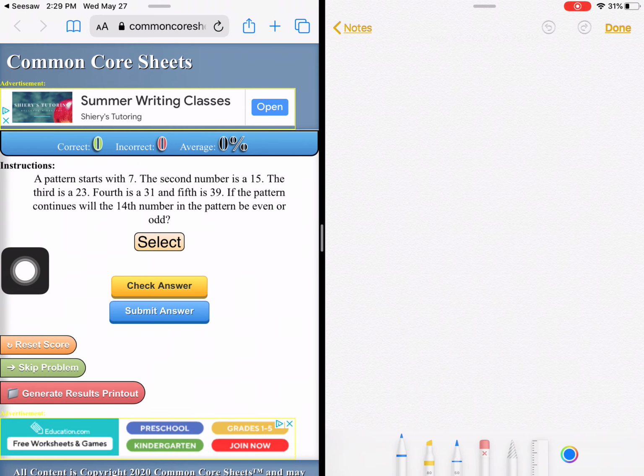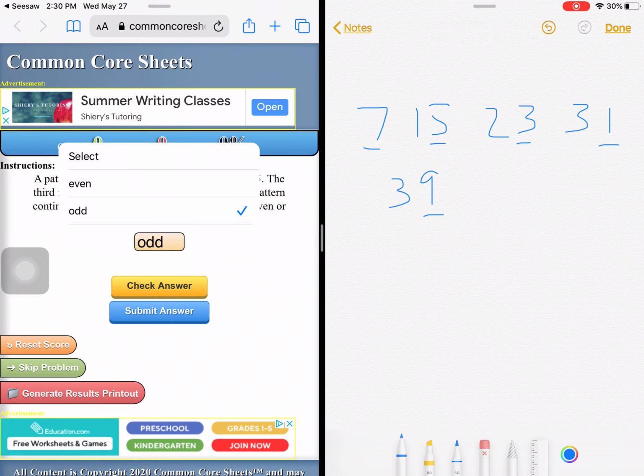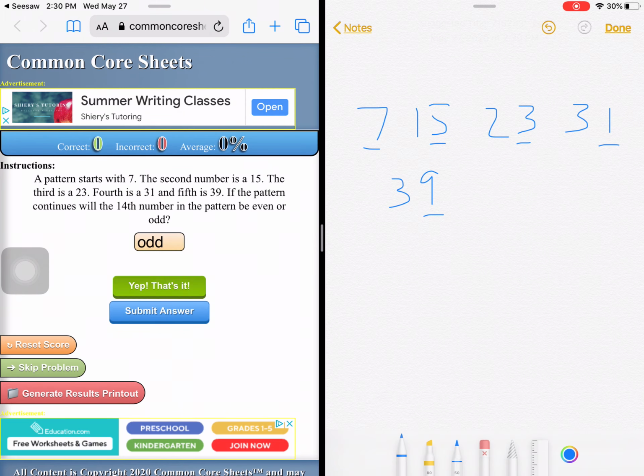So let's look at the pattern first. It's going to go 7, 15, 23, 31, 39. And if you look, we're looking if it's even or odd. And we look in the ones place to find if a number is even or odd. All of these are odd, so I'm going to guess that if the pattern continued, they would stay odd. I'm just going to guess odd. Check my answer. Yep, that's it. Because I noticed that the numbers in the ones place stay odd, I'm just going to pick odd.